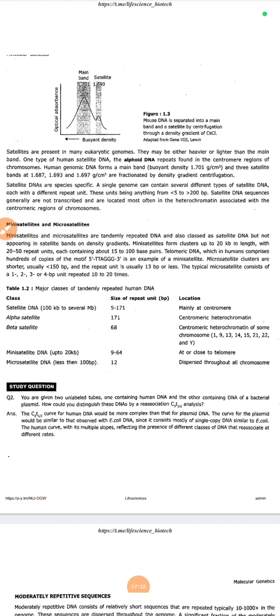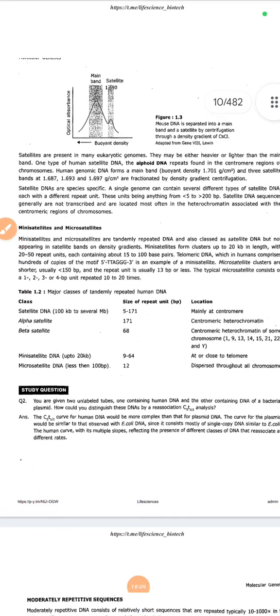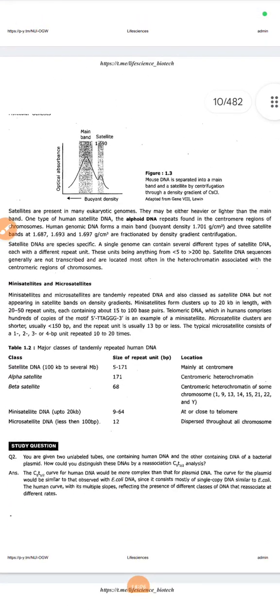So these all have smaller Boolean density than the main band. And the satellite DNAs are species specific. A single genome can contain several different types of satellite DNA, each with a different repeat unit. These units can be anything from less than 5 to 200 base pair, or greater than 200 base pair. Satellite DNA sequences are generally not transcribed and are located in the heterochromatin associated with the centromeric region.